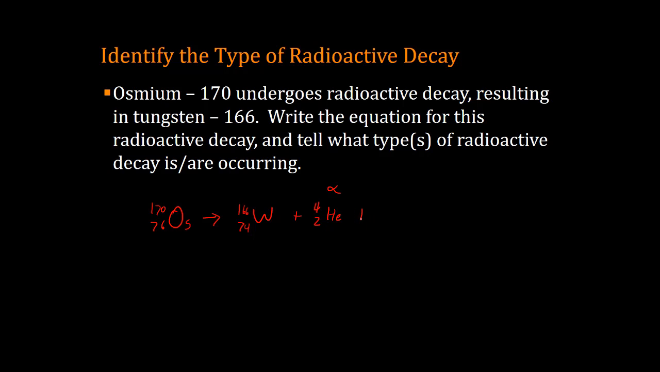And then it says, write the equation and identify the radioactive decay resulting in this. Tell what types of radioactive decay is occurring. That's alpha decay. It doesn't say that gamma was released, so we won't include it.